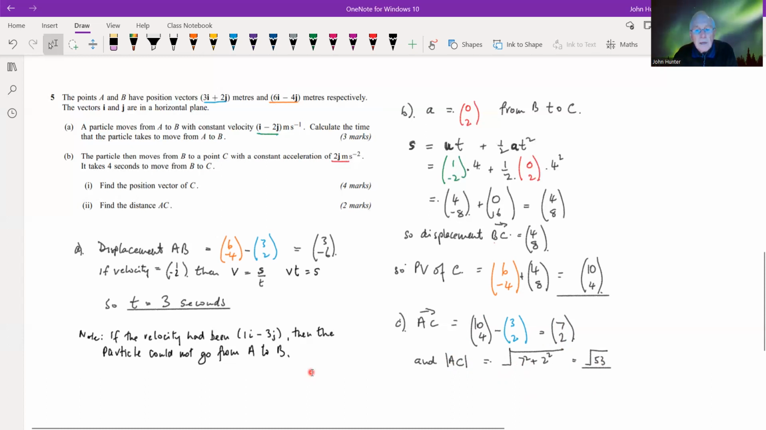So that is quite a good example, and fairly typical of the sort of thing that you will see. They do need a bit of practice, the reason being it is easy to get a little bit confused when you've got your 2 dimensions to work with. So it's the sort of thing that you need to have a bit of practice with. But hopefully that gives you a pretty good idea as to what kinematics in the vector plane is all about.